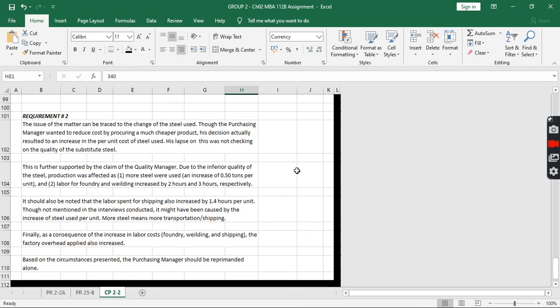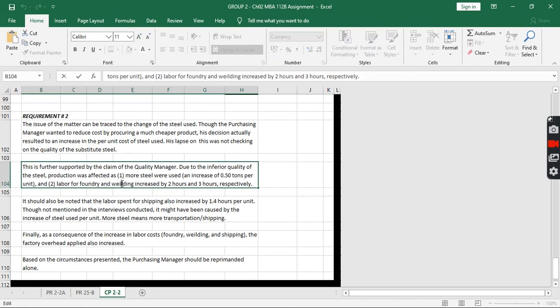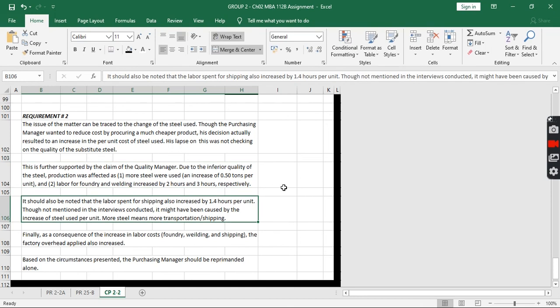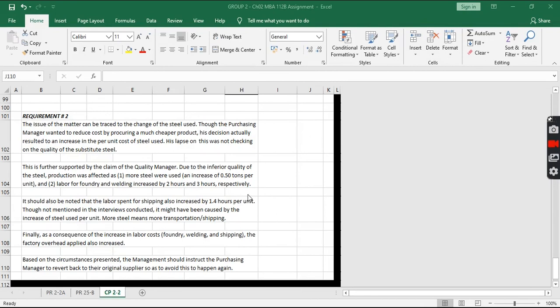Production was affected as more steel were used, an increase of 0.50 tons per unit, and labor for foundry and welding increased by 2 hours and 3 hours respectively. It should also be noted that the labor spent for shipping also increased by 1.4 hours per unit, though not mentioned in the interviews conducted, and might have been caused by the increase of steel used per unit. More steel means more transportation or shipping. Finally, as a consequence of the increase in labor costs, foundry, welding, and shipping, the factory overhead applied also increased.